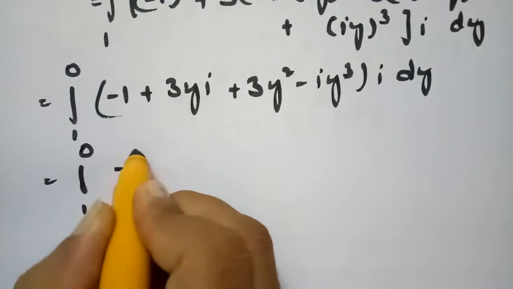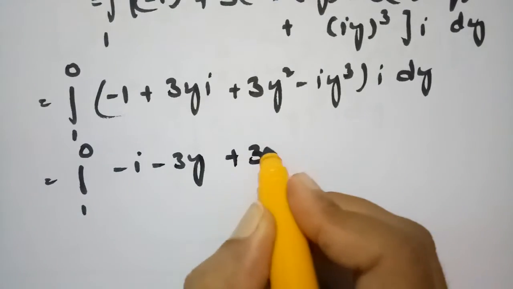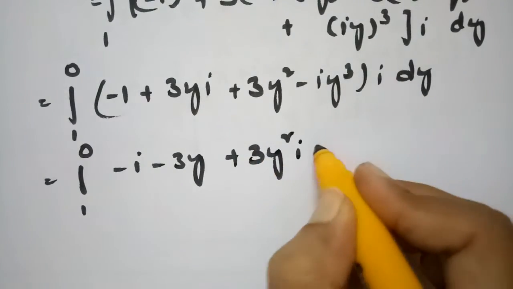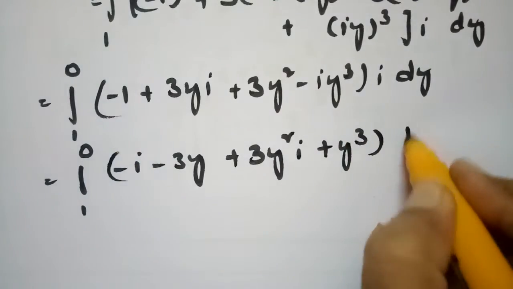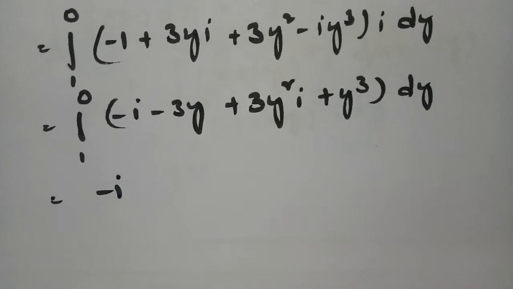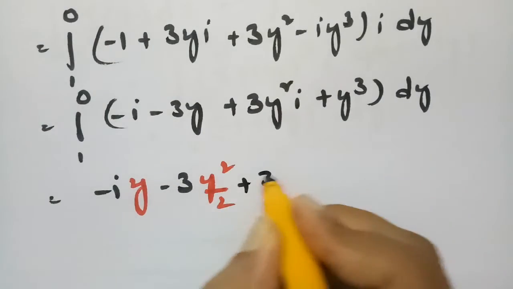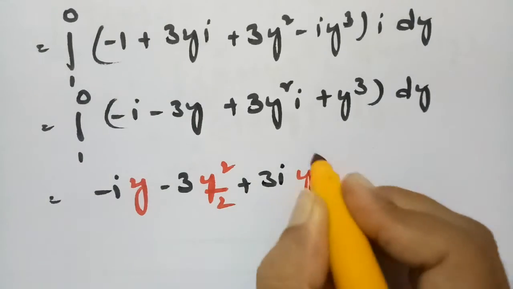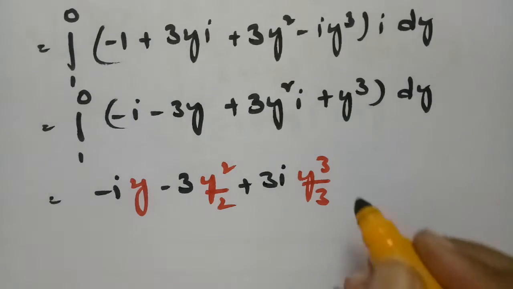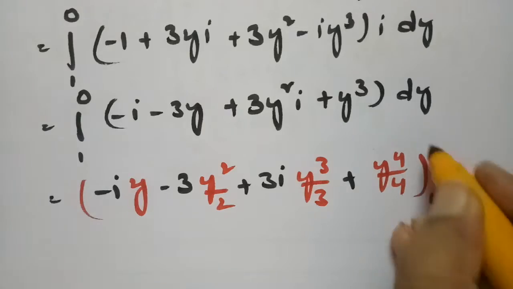If I multiply with minus, this is minus i squared, this is minus i 3y, this is plus 3y squared i squared, this is minus of minus plus y cubed, into dy. Now if I integrate with respect to y, minus i is a constant, and with respect to y this is y, and minus 3 is a constant, for y this is y squared by 2, and this is plus 3i. For y squared the value is y cubed by 3, and for y cubed this is y power 4 by 4, between the limits 1 to 0.